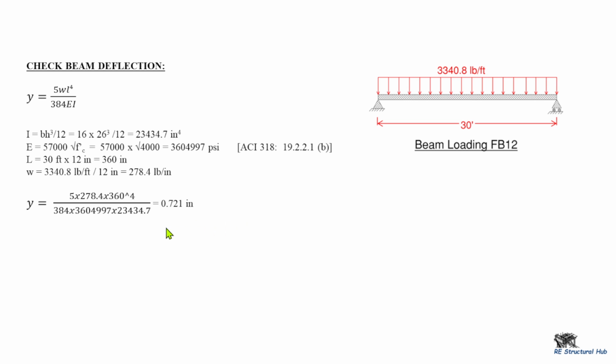On this project, we have the allowable deflection criteria, which is limited to L over 360. So the span of the beam over 360, which is this one here, is equal to 1, which is more than our actual deflection. So generally our beam is okay.